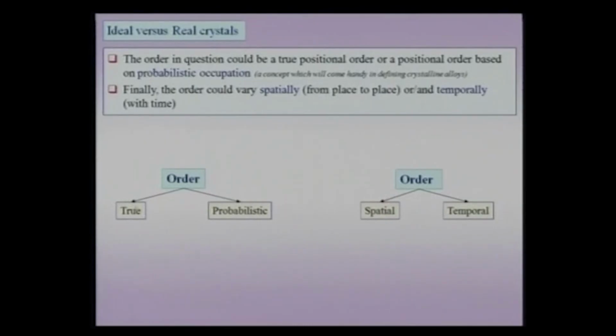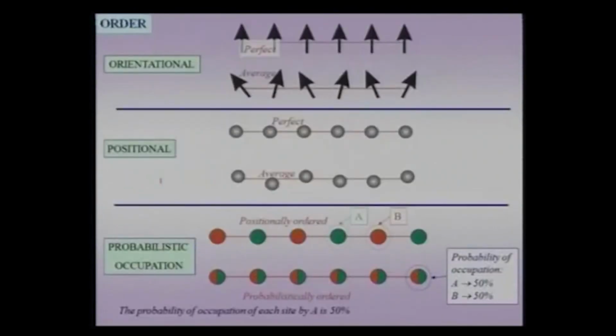So when you are talking about true order versus probabilistic order, this is perhaps an illustrative slide which will put in perspective what I mean by orientational order, positional order, orientational order in the true sense, orientational order in the average sense, positional order in the true sense, positional order in the average sense, and finally probabilistic occupation order in the true sense, or how do I define my probabilistic occupation order.